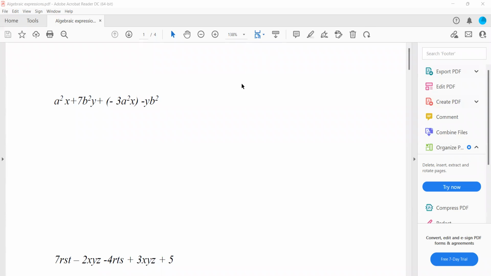Hi everyone. Okay, this is the second part of our series on algebraic expressions. Today we're going to see how we solve slightly more advanced algebraic expressions where there are squares and cubes involved and more than one variable. Okay, so let's look at this particular expression here.